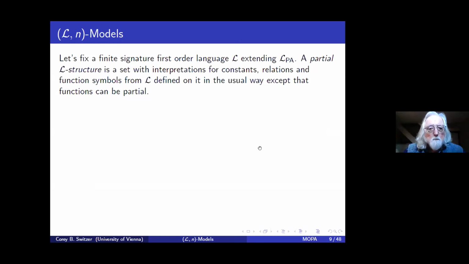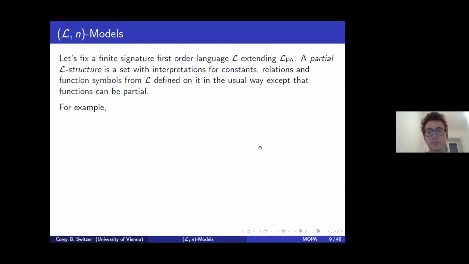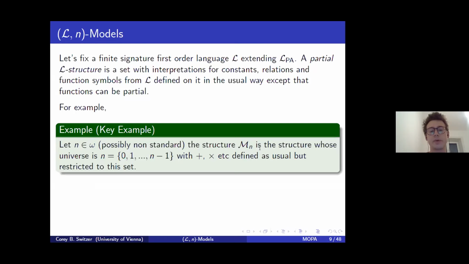A partial L structure is going to be a set with interpretations for constants, relations, and function symbols from L, defined in the usual way that you always define an L structure, except that the functions can be partial. That's the only difference. For example, the key example that I'm going to come back to is this: if I take a natural number n, and again, as always throughout this talk, my natural number can be non-standard, it doesn't matter, I define a structure M_n to have universe n, so it's the first n numbers, from 0 to n minus 1. Then you define plus and times, etc. as usual, but restricted to the set, so they're partial functions.